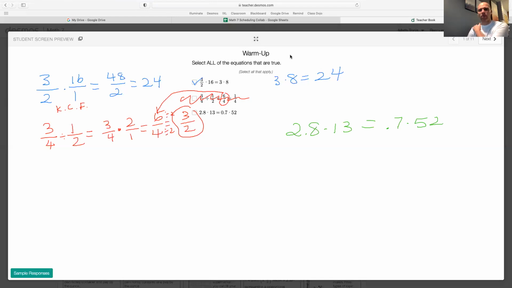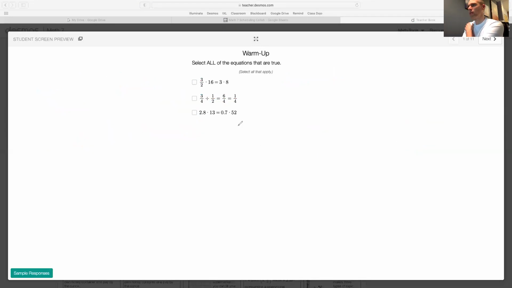Rather than me finding you the answer, just grab a calculator, do 2.8 times 13, and do 0.7 times 52. If those two things come out to the same number, then you should select this equation. If they don't, then you should not select it, or not circle it in your book. I'm going to guess that they do come out to the same number. All right, so let's move on to the next one.